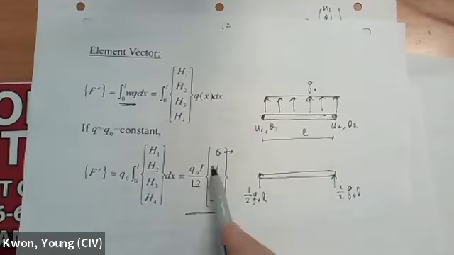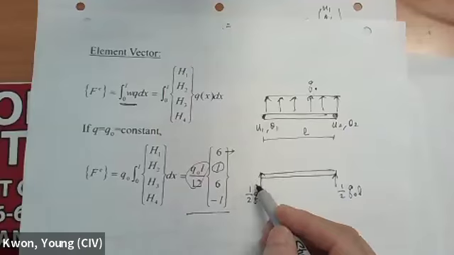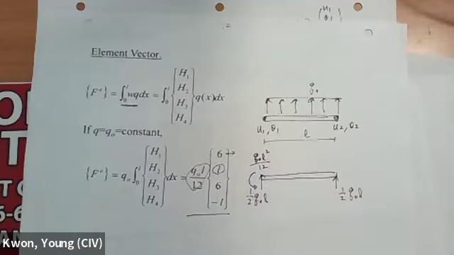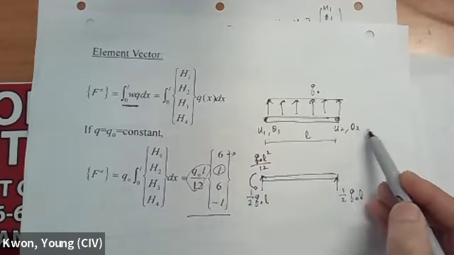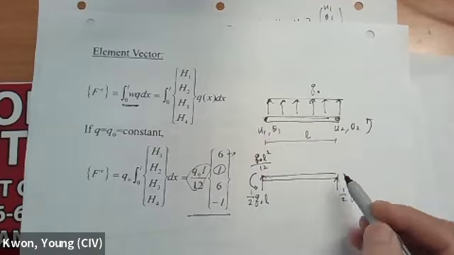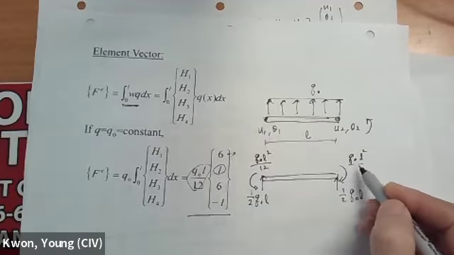And then this one, Q0L square over 12. So that's going to be Q0L square over 12. And this is negative. We define this as positive for the rotation, so negative means this is actually in the opposite direction. So Q0 L square over 12.